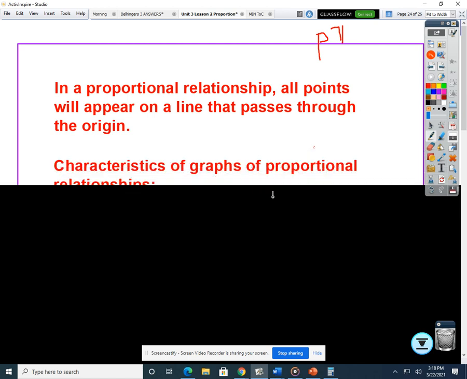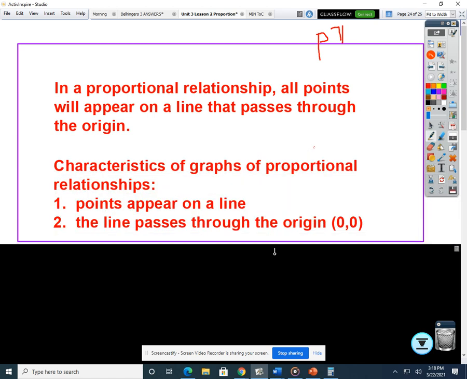And below that, we're going to add in that there are characteristics of graphs of proportional relationships, and they must have both of these. Both must be that all points appear on the line and that the line passes through the origin. Pause the video if needed to add these to your notebook.